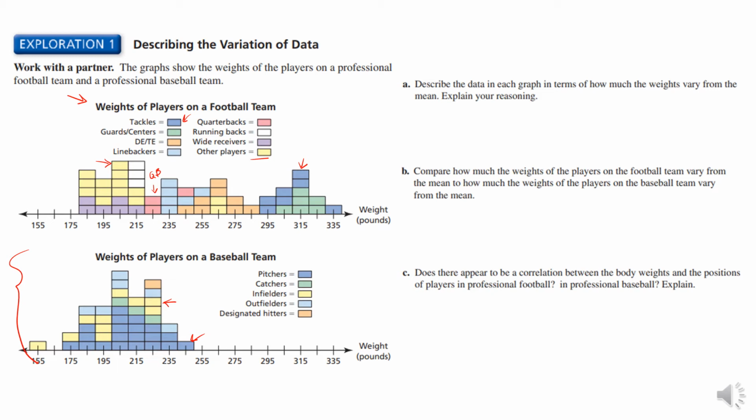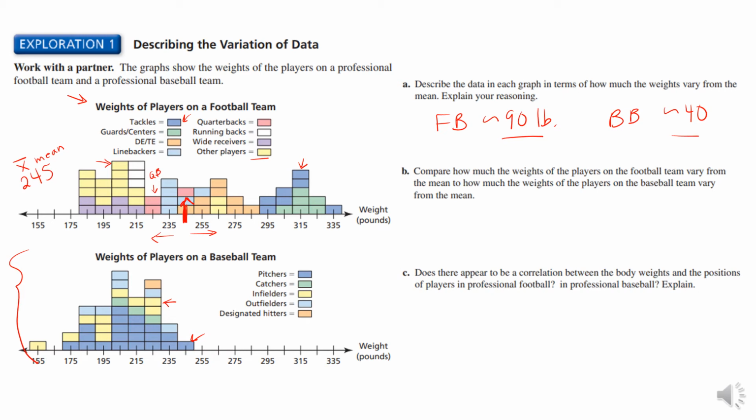Okay, so it says describe the data in each graph in terms of how much the weights vary from the mean. So the nice thing is, I calculated the mean for you, and the mean, which is abbreviated this way, is 245 on the football team. So 245 is right about there. So how much does it vary? The biggest variance in the football team is about 90 pounds. That's a pretty big variance going either way, okay? The variance on the baseball team is about 40 pounds.